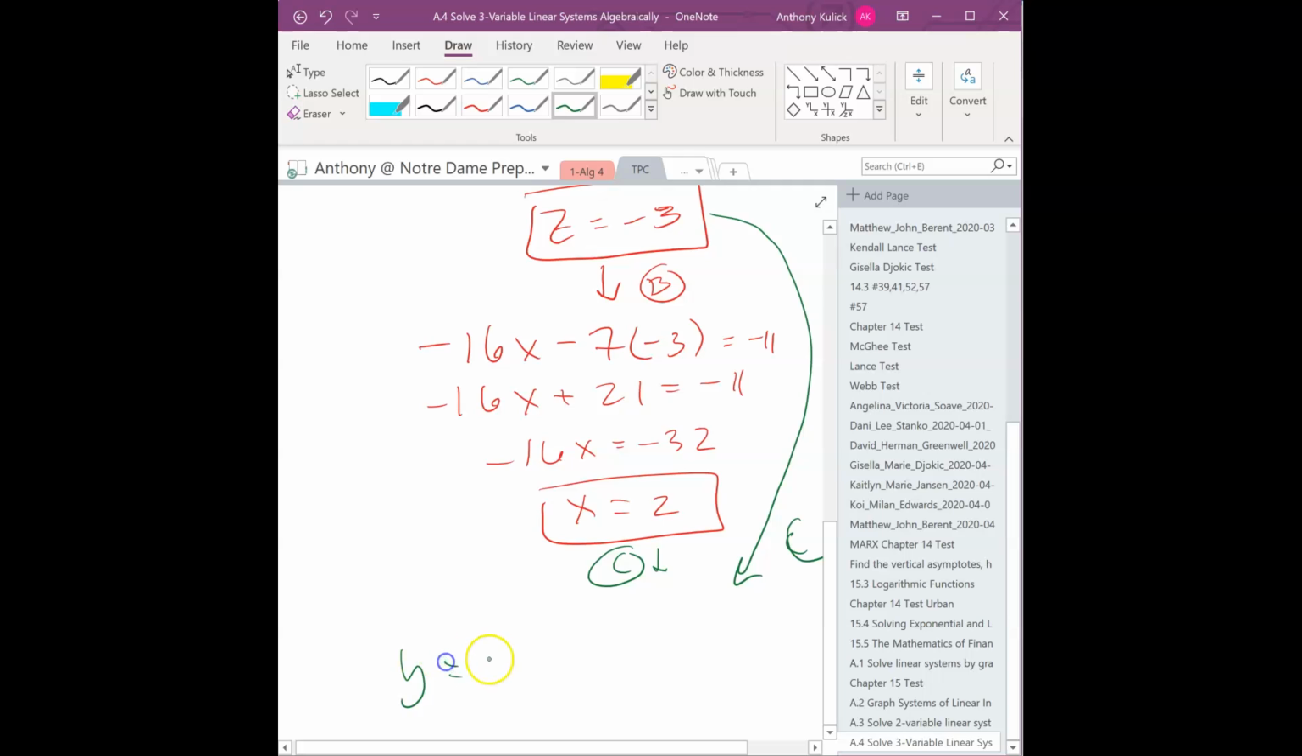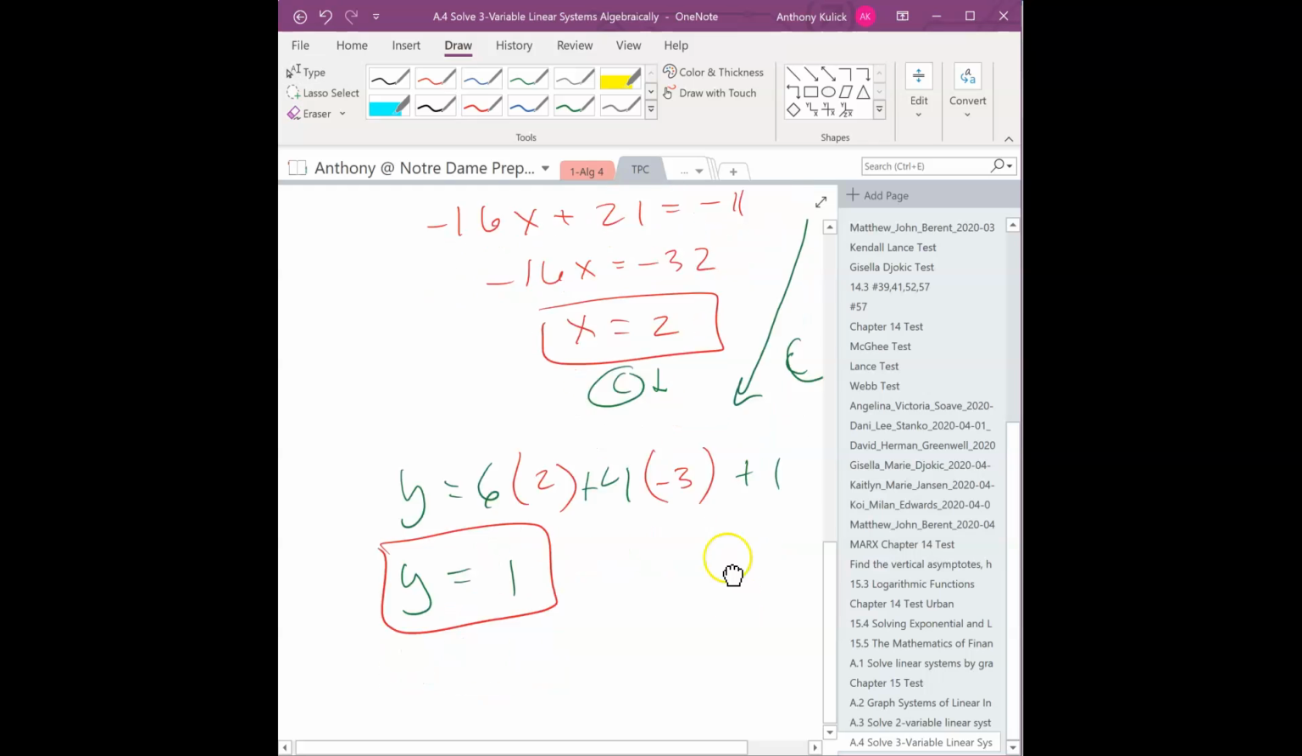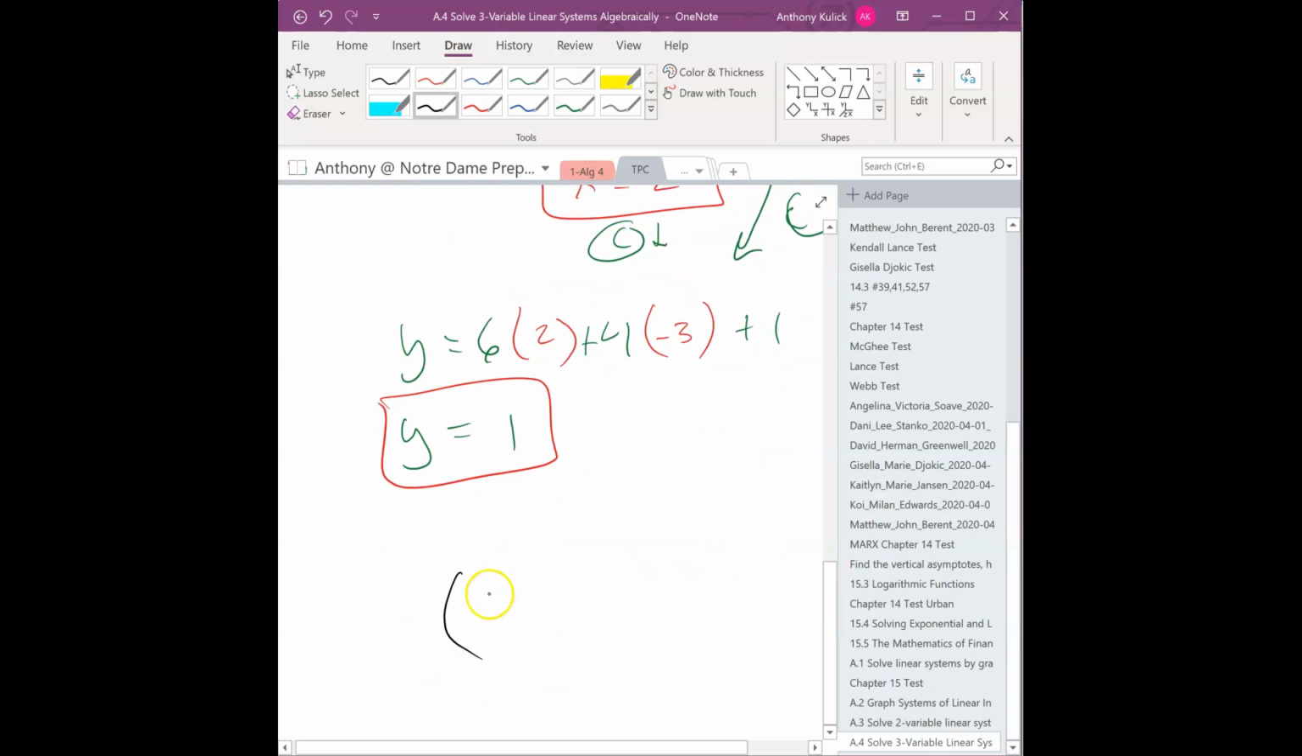So I have y equals 6, but instead of x, we're going to write negative 3 plus 4. X is 2. Goodness gracious. And instead of z, I'm going to write negative 3. And then I still had a plus 1. So when I do that, I get that y is equal to 1. Now, the standard way we write our answers, we're going to write it as an ordered triple, x, y, z, always in alphabetical order.